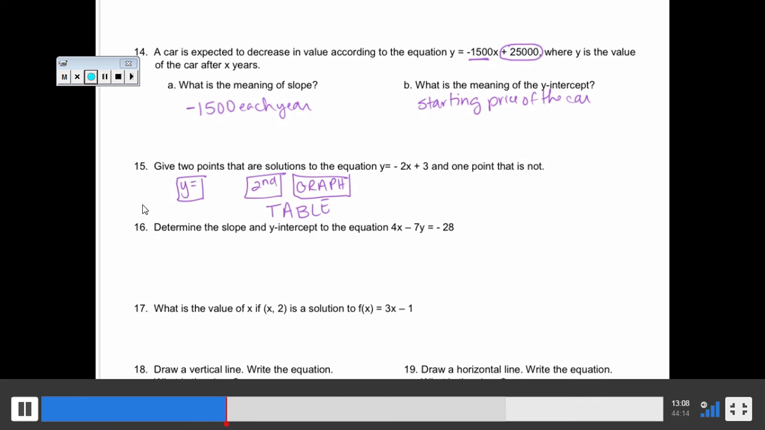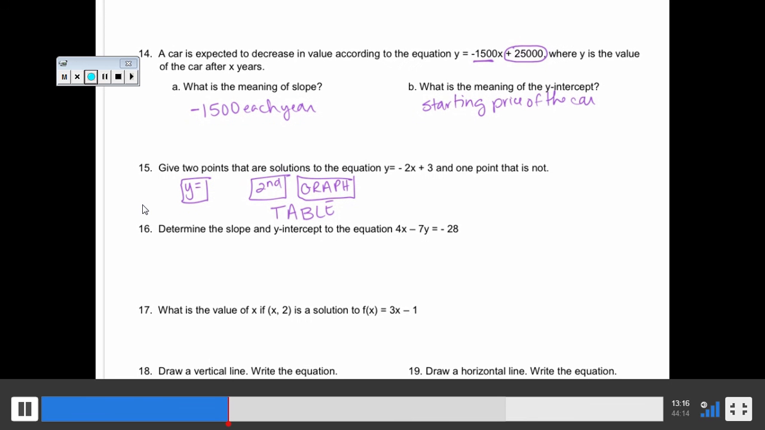Okay, since I don't have a calculator with me, I am going to just pick a number for x. So I'm going to say let x equals 1. If I plug it into that equation, y equals negative 2 times 1 plus 3, and if I solve for y, that would be negative 2 plus 3, so y equals 1. So that would be one pair that works, one ordered pair.